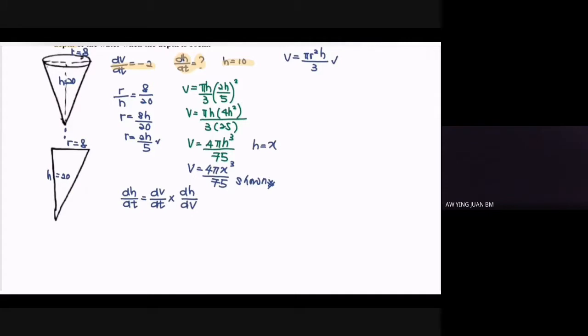So in here, we notice that we have V in terms of H. So now what we have to do is to make use of V equals to 4 pi over 75 H cubed. dV dH, we will have 3 bracket 4 pi over 75 H square. Simplify the situation, we will have dV dH is equals to 4 pi H square over 25.